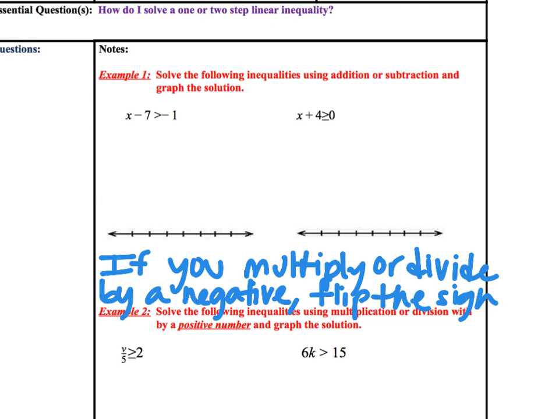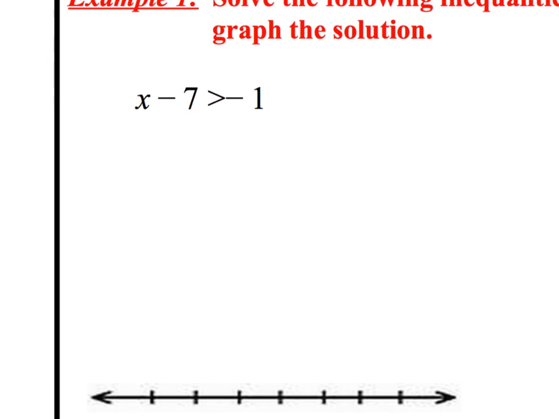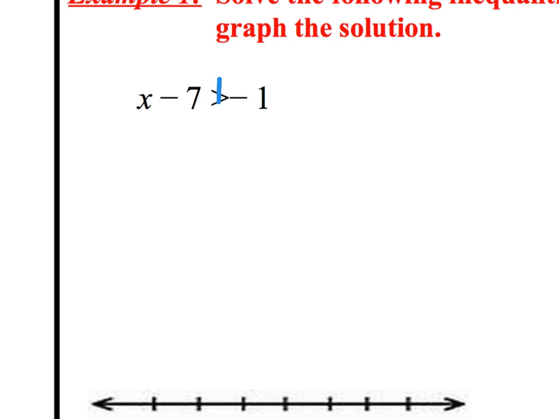If we multiply or divide by a negative, we have to flip the inequality sign. Yes, Serenity? So we solve the exact same way. You're still going to see me draw the line down, but instead of the equal sign, it'll be down the inequality. So we're going to solve this, and then we're going to graph it. So let's draw a line down our inequality.